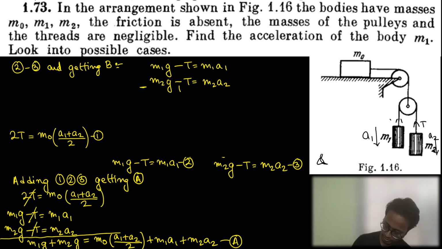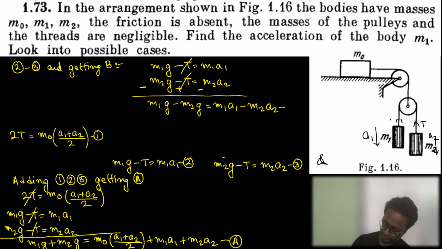So out here t and my t would get cancelled. So m1g minus m2g would be m1 a1 minus m2 a2. This is our equation number b. Okay, so first step was adding all the three equations and getting equation a, and second step was subtracting 2 minus 3 and getting b. Now we'll solve a and b to get our answer of a1.